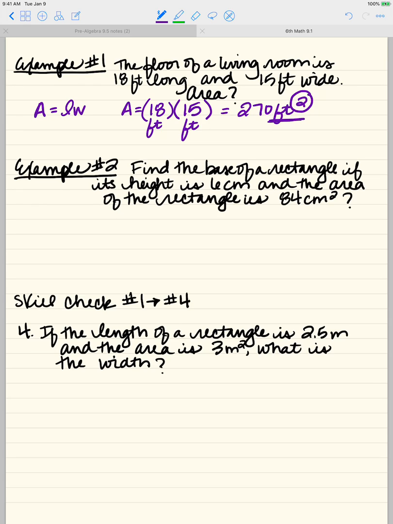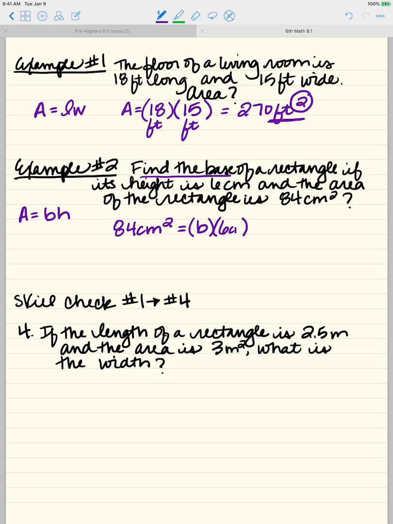Example number 2. Find the base of a rectangle if its height is 6 centimeters and the area of the rectangle is 84 centimeters squared, okay? So we're going to be using area is equal to B times H. In this case, we're given the area, plug it in. 84 centimeters squared is equal to the base. Oh, it says find the base, so that means we don't know the base. 84 centimeters squared area is equal to the base times the height. We're given the height.